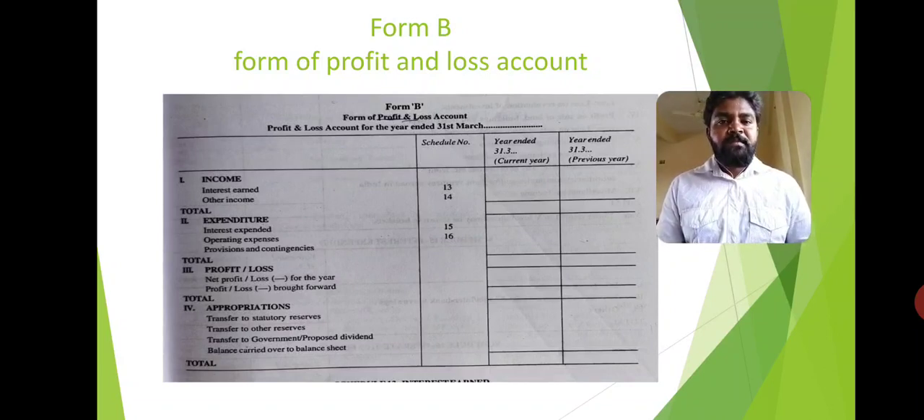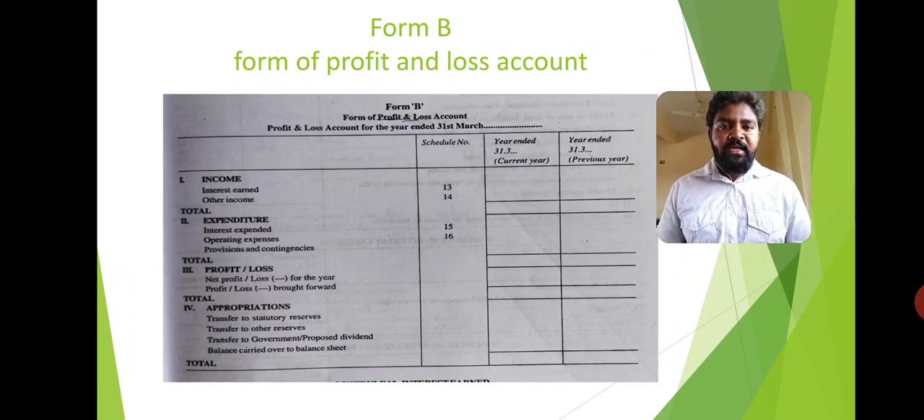And last, provisions and contingencies. Here, if any provisions and contingencies are given in the problem, we need to show them separately. For that there are no schedule numbers. After considering these two, we will get the total amount. Then we go on to profit and loss.